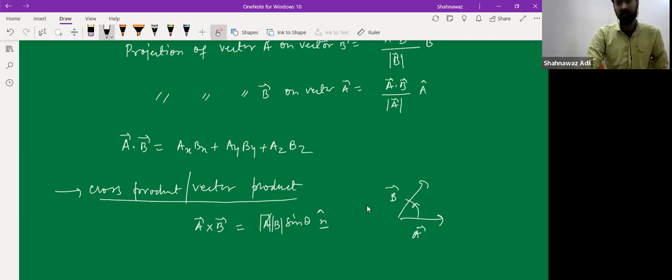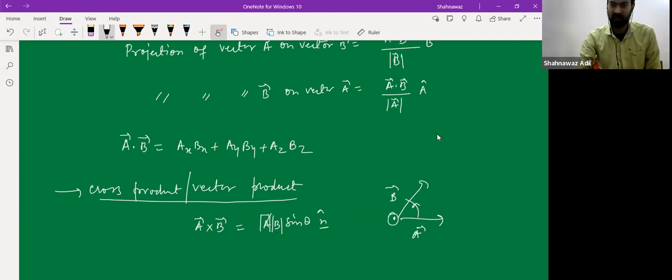So the direction of A cross B can be determined using the right-hand thumb law, right? So if you place your palm in the direction of A and then you go in the direction of B, whichever direction your thumb is pointing, that would be the direction of your cross product, right? So in this case, the direction would be outward.